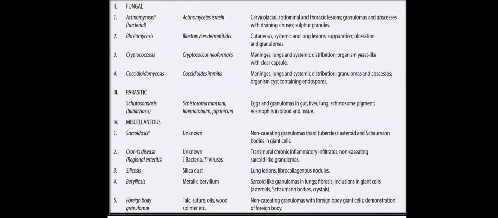Then comes the fungal, which includes actinomycosis, blastomycosis, cryptococcosis and coccidioidomycosis. Then comes actinomycosis, with cervicofacial, abdominal, thoracic lesions, granulomas and abscess with draining sinus and sulfur granules seen. Blastomycosis, cutaneous, systemic and lung lesions, suppuration is seen, ulceration and granulomas are present. Cryptococcus, meninges, lungs and systemic distribution will be present.